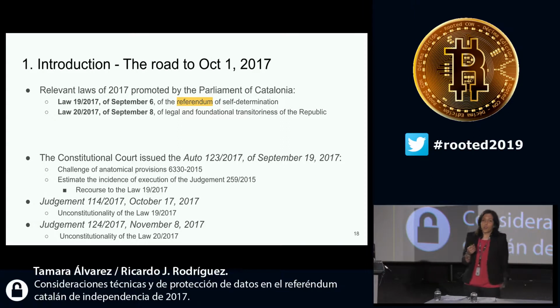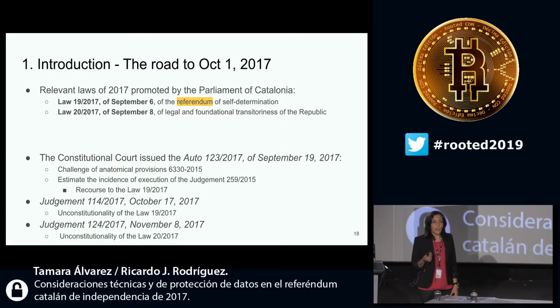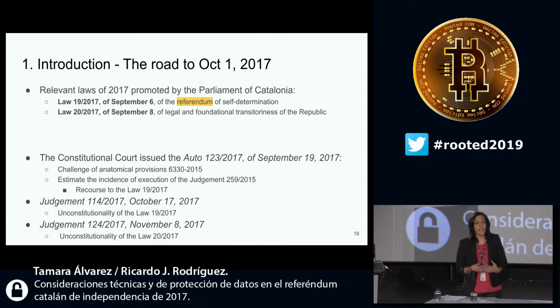Therefore, the national government, using the 161 precept, appeals the unconstitutionality of both laws, and if we go to the constitutional text, that entails the immediate suspension of those two laws. The Constitutional Court ratifies that suspension, and the constitutional guarantee machinery begins, and through different provisions and writs, they communicate to the Catalan authorities related to the process that they cannot act according to the referendum of October 1st, 2017.